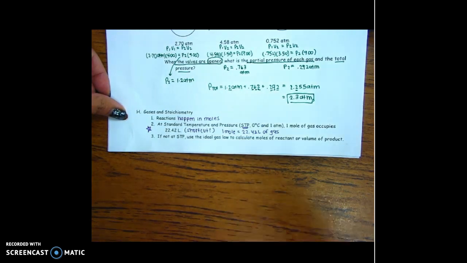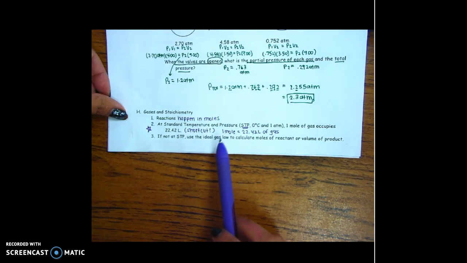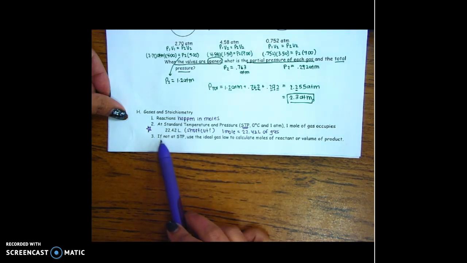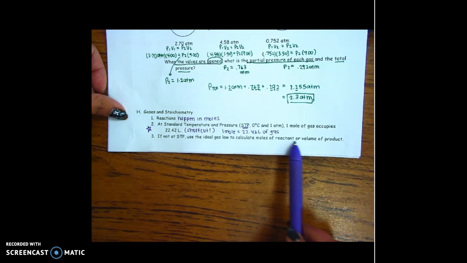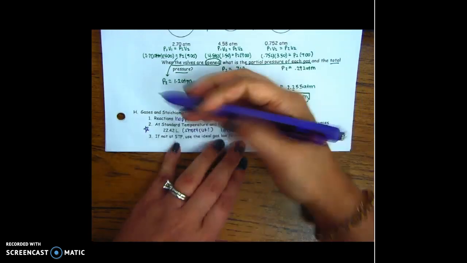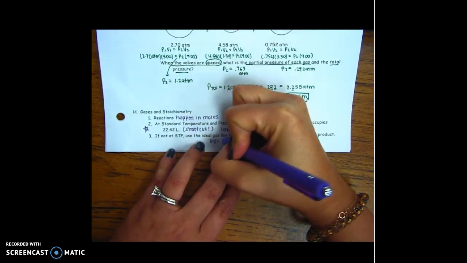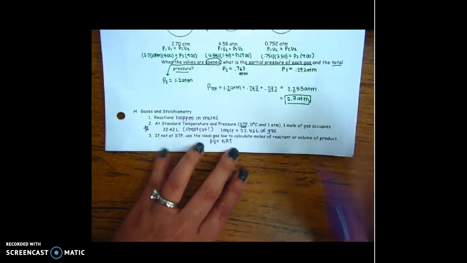I think there's one problem that we're going to do today that's going to refer to this little shortcut. If a gas is not at STP, then we have to go back and use the ideal gas law to calculate the moles of reactant or volume of the product. So the ideal gas law, remember, is just our basic PV = nRT.